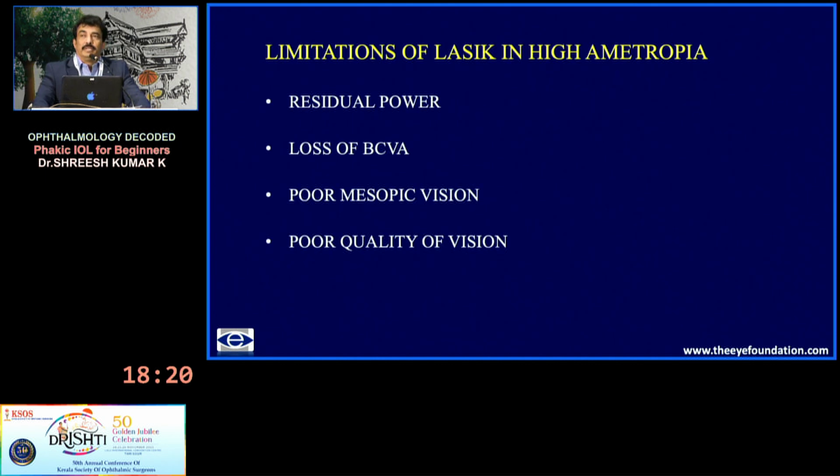So the goal of any phakic IOL surgery or any refractive surgery is to provide emmetropia without possible change of refraction in the long follow-up. We have various surgical procedures that are available today, but all have their own merits and limitations. If you see LASIK in high ametropia, there can be residual errors or there can be loss of best corrected visual acuity. The patients can have poor mesopic vision or poor quality of vision.